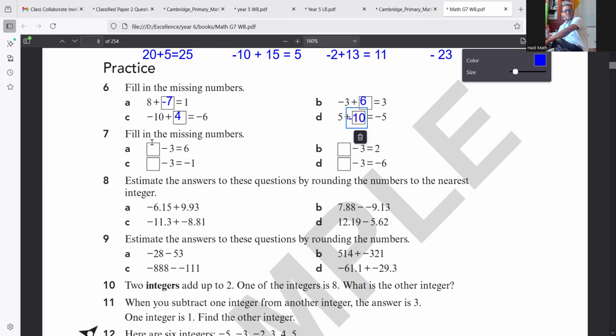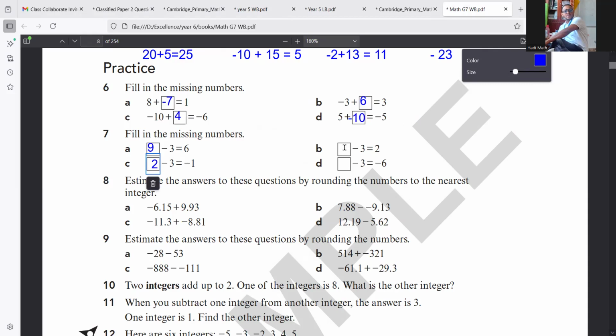They say fill in the missing numbers. Which number minus 3 gives you 6? It's actually easy. As long as the answer is positive, the big number should be positive. So this is 9. And here, we said number minus 3 gives you a negative 1. So this number should be smaller because the answer is negative. So this will be 2 minus 3 equals negative 1.